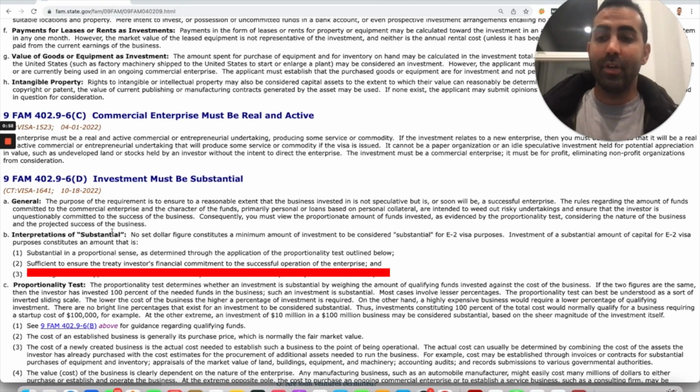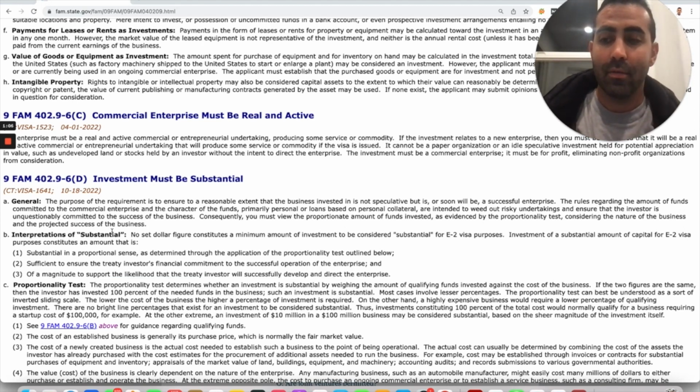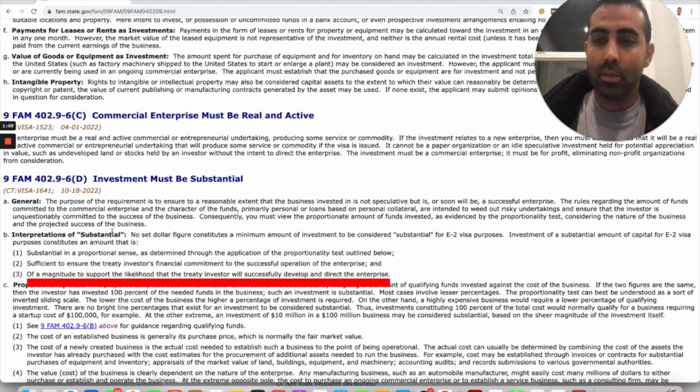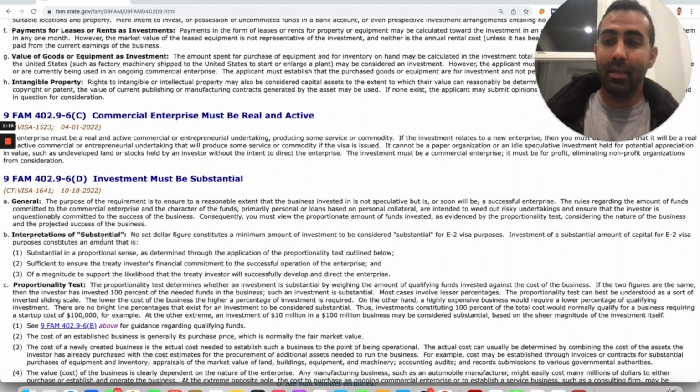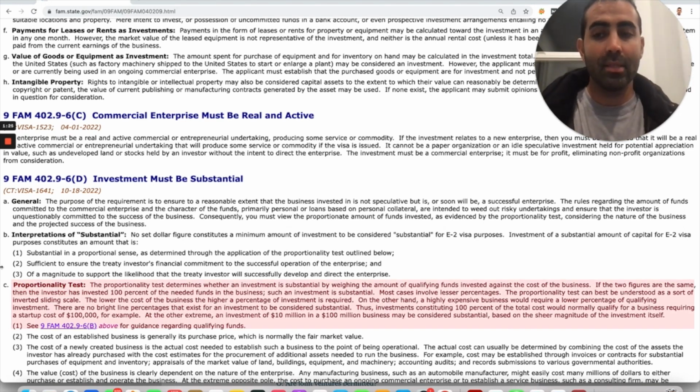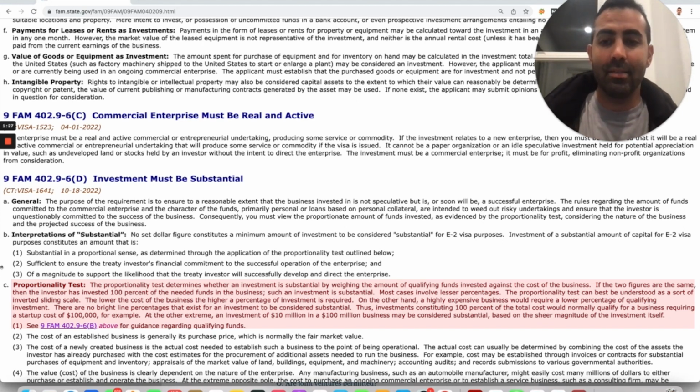Factor number 2, sufficient to ensure the treaty investor's financial commitment to the successful operation of the enterprise. And factor 3, of a magnitude to support the likelihood that the treaty investor will successfully develop and direct the enterprise. Now, in this subsection C over here, it's going to talk about the proportionality test. And what it says is, the proportionality test determines whether an investment is substantial by weighing the amount of qualifying funds invested against the cost of the business.